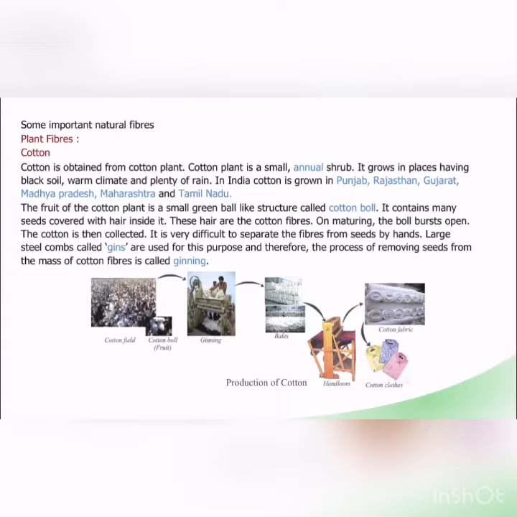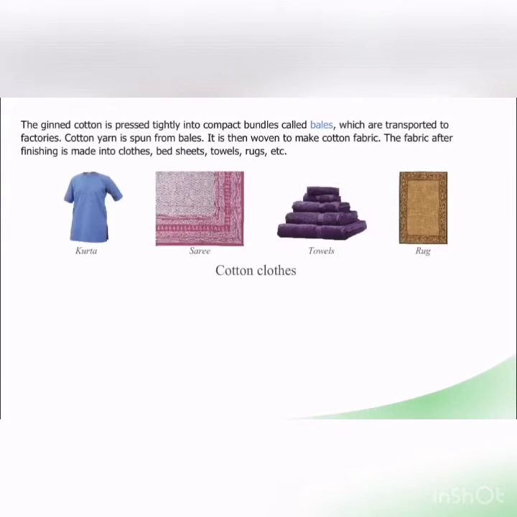On maturing, the ball bursts open. The cotton is then collected. It is very difficult to separate the fibers from seeds by hands. Large steel combs called gins are used for this purpose and therefore the process of removing seeds from the mass of cotton fibers is called ginning.